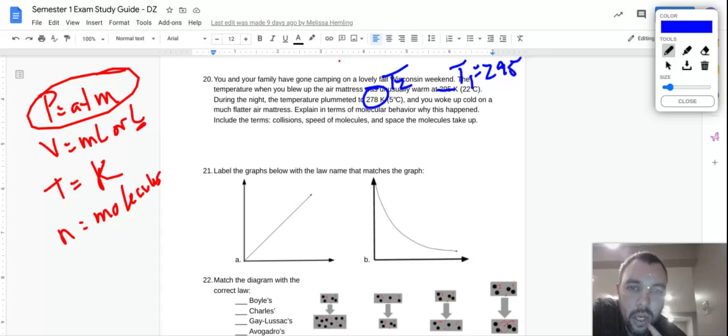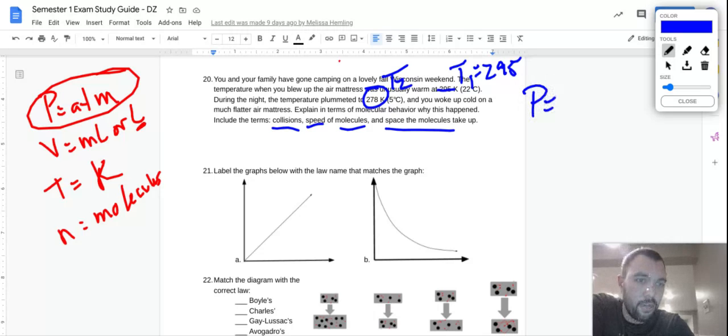You woke up and the mattress is much flatter. Oh, we don't even calculate here. Explain in terms of molecular behavior what happened. Okay, so include these terms. Collisions, speed, molecules, space the molecules take up. So we talked about this in the beginning of the gas laws.